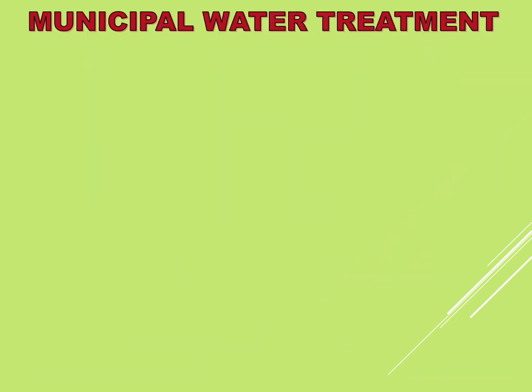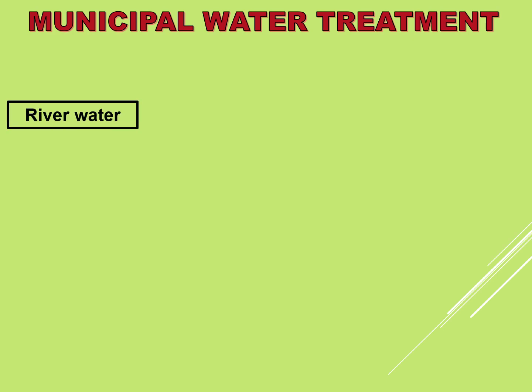So municipal water treatment. The water that comes to our homes is taken from a water body like a river or a lake, and there may be many pollutants present in this water. So first it has to be treated, it has to be cleaned, and only then it can be distributed. So what are the different steps in municipal water treatment? That is what we are going to see first.